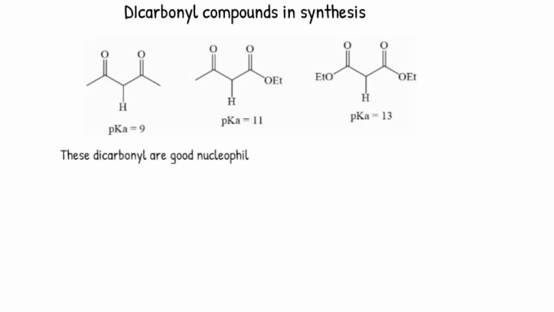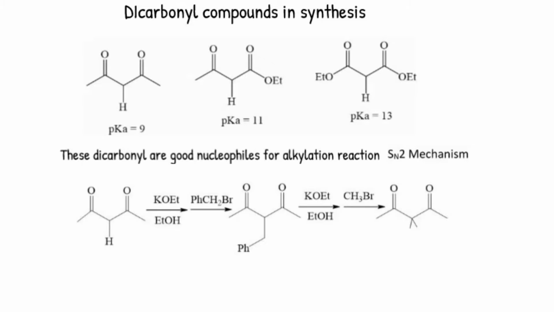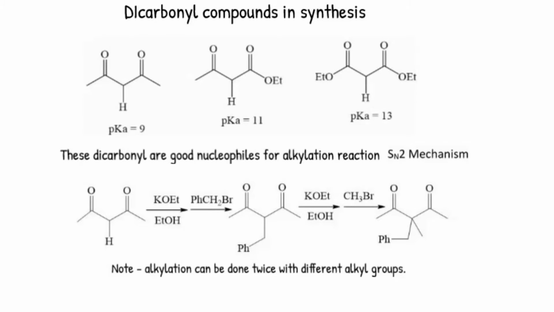These dicarbonyl compounds are good nucleophiles for alkylation reactions by the SN2 mechanism, so only the least hindered methyl and primary alkyl substrates will react fast. The first step is deprotonation with potassium ethoxide or potassium hydroxide to make a nucleophile that attacks an alkyl substrate in the second reaction. The process of deprotonation and alkylation can be repeated for the second hydrogen on the alpha carbon, so alkylation can be done twice with different alkyl groups. And remember, only the least hindered alkyl groups are reactive.